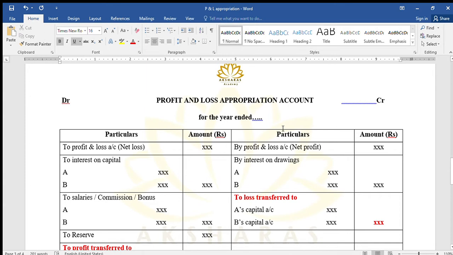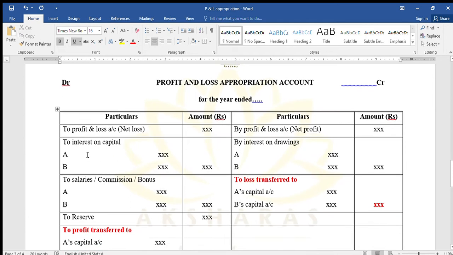So the net profit will be transferred to the credit side of the profit and loss appropriation account. So it will be shown as by profit and loss account for the net profit being transferred. If it is a net loss, it will be shown on the debit side as to profit and loss account. Okay, and it will be mentioned as the net loss.